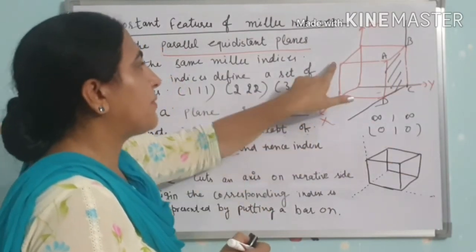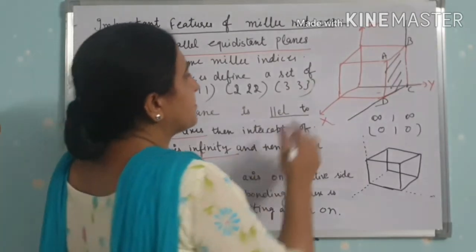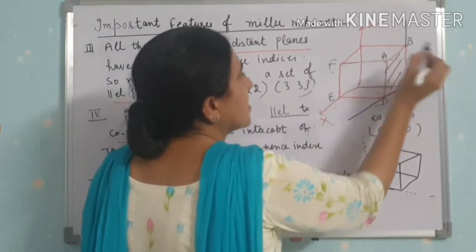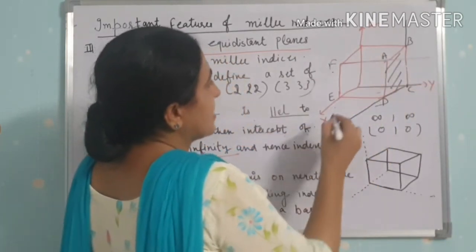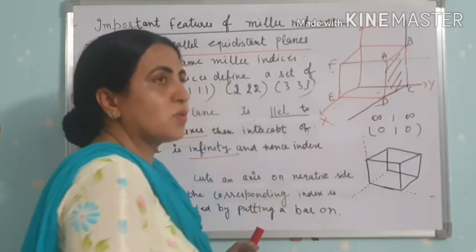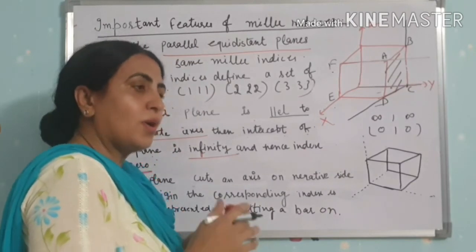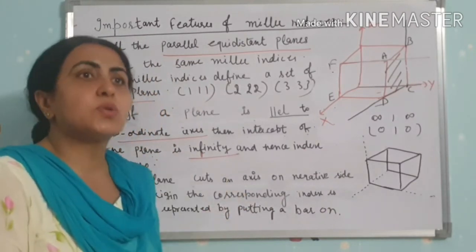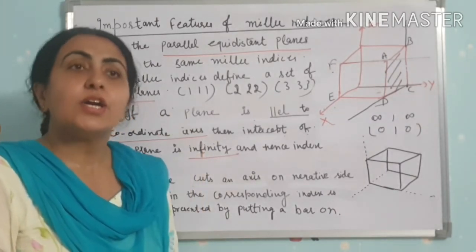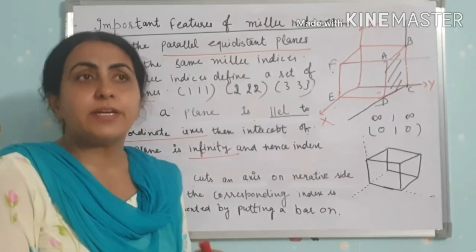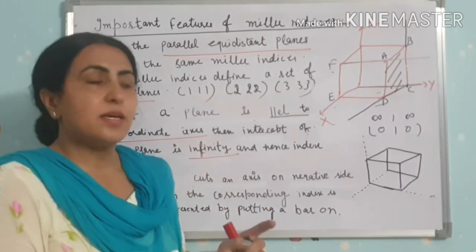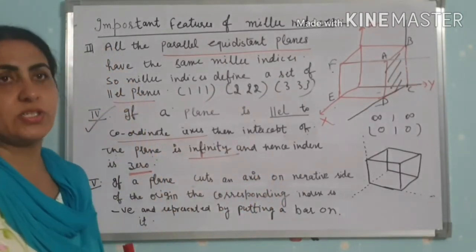Similarly, you can take any example. If you are taking this A, D, E, F plane, this plane is parallel to the y-axis, clear? And this plane cuts the x-axis, and along the z-axis it is also parallel. Clear? So a plane which is parallel to any axis doesn't cut that axis at any point. So in the Miller indices, the intercept is infinity, and the index towards that coordinate is 0. Clear? This is a very, very important point.